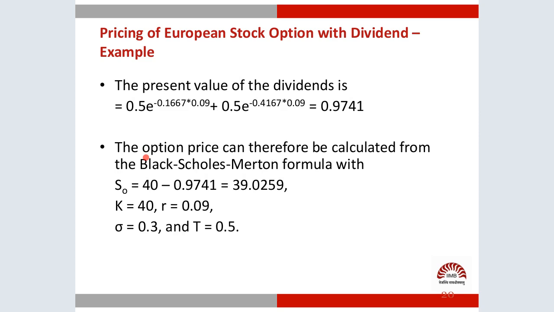So what do I do? The first thing I do is calculate the present value of the dividend. I get 50 cents after 2 months, and 50 cents after 5 months, and I discount them at 9% each because that's the interest rate. So the present value of the dividends works out to be 0.9741. So what is the current value of the spot? The spot in the market is 40. Therefore, the adjusted spot is going to be 40 minus this one.